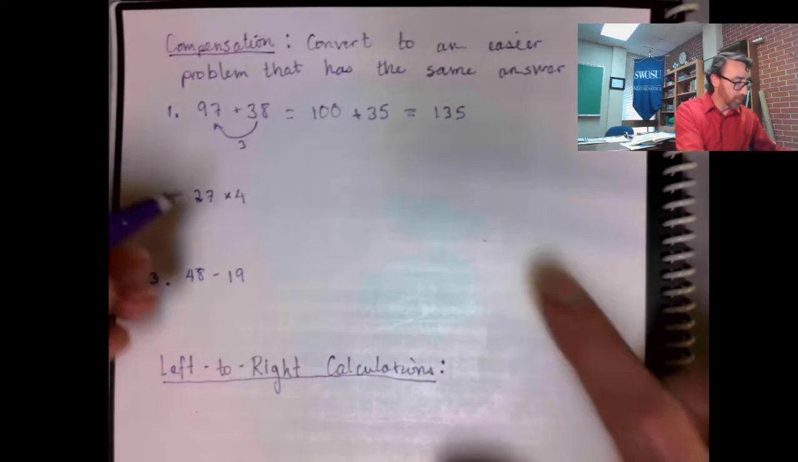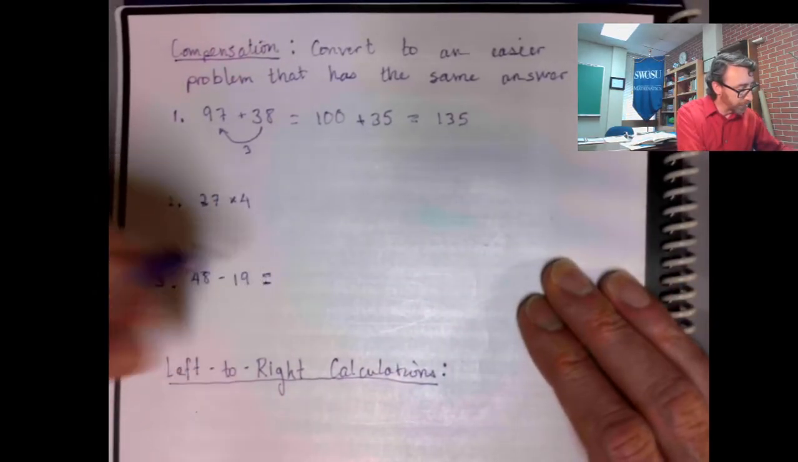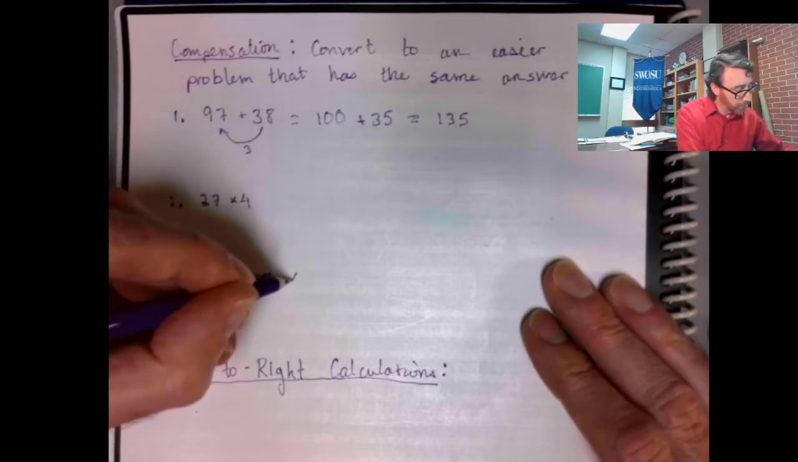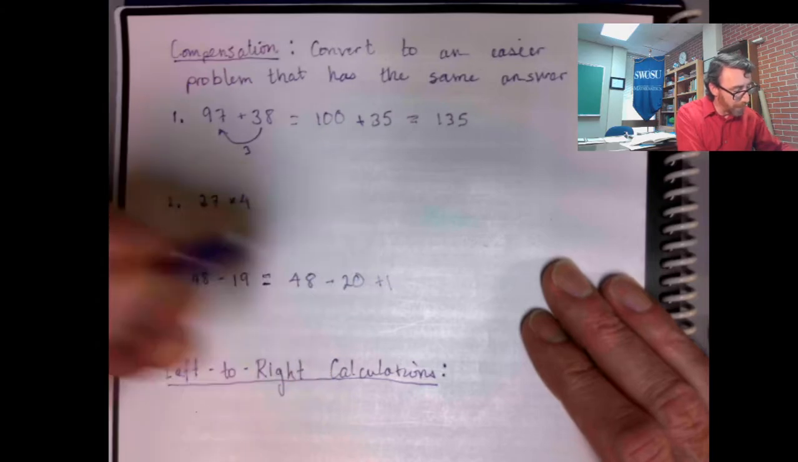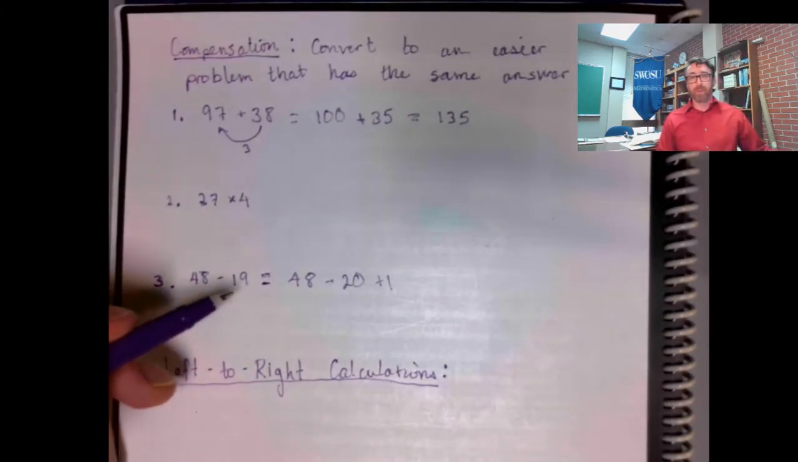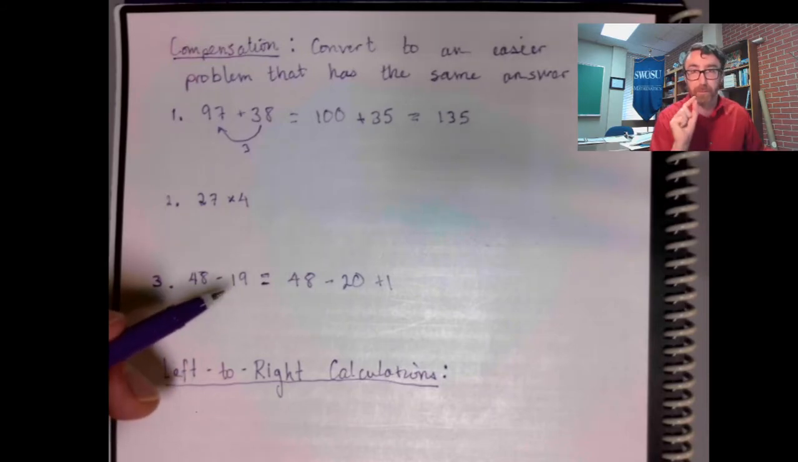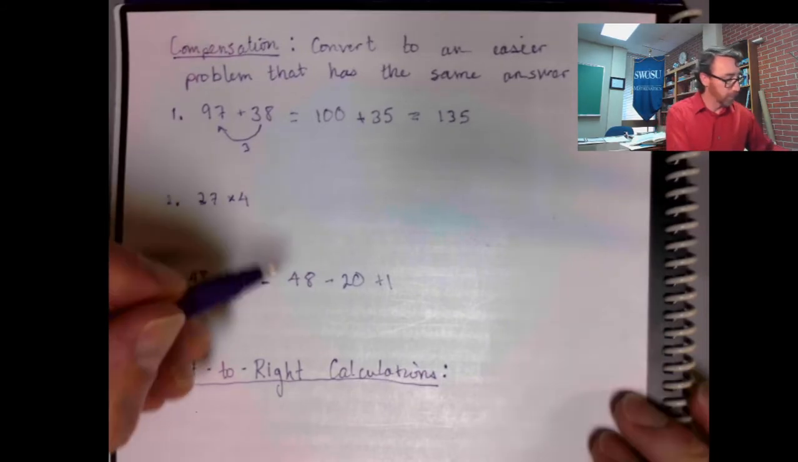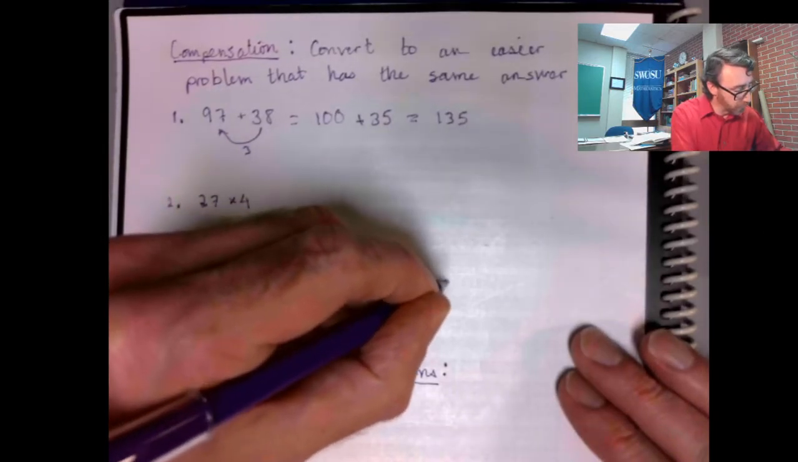I'm going to skip this one for right now. I'm going to come right back to it, though. Let's go down to this one. We're subtracting 19. The way I do that, I subtract 20 and then throw 1 back. Instead of subtracting 19, we subtract 20, which is an easy place value problem. So 48 minus 20 is 28. You throw 1 back, you got 29.